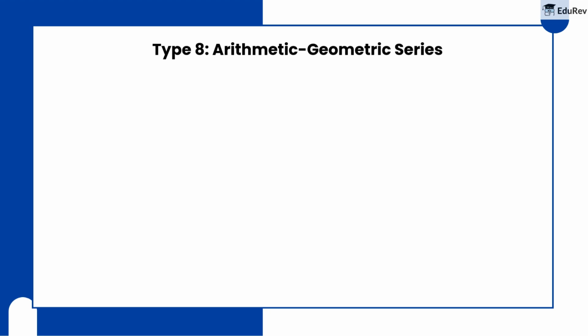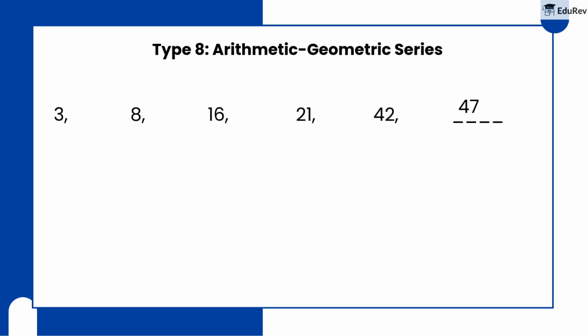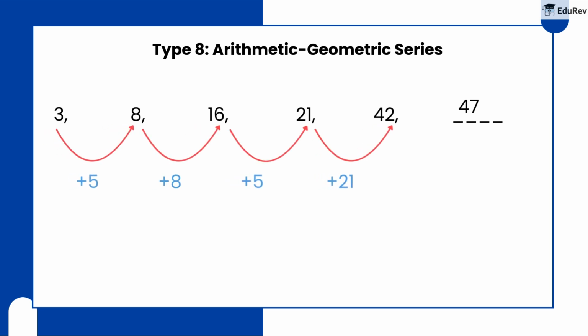Type 8, arithmetic geometric series. Series is 3, 8, 16, 21, 42, blank. Here are the options. Think. Here's a solution process. Let's try our usual first step. Check the differences. The differences are 5, 8, 5, 21. That's not a simple pattern. This means a single rule probably isn't at play.